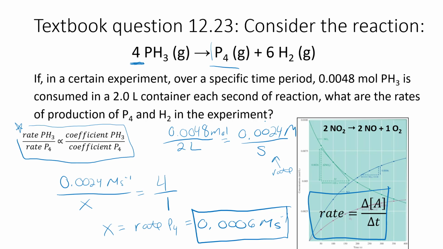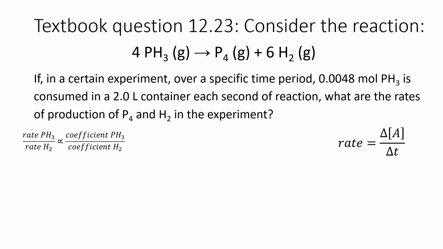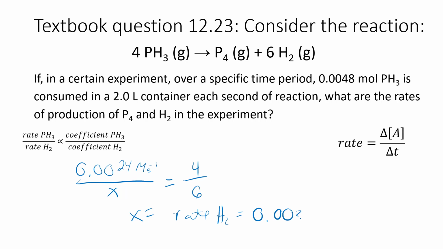But what about the second one? Can we perform the same one to figure out our hydrogen rate? Absolutely. So please stop the video at this moment and try and solve for the rate of hydrogen in this experiment. So you should have used an equation like this where we have our rate of PH3, which is the same as before, 0.0024 molarity per second over my rate of H2 equals my coefficients, and we end up with x having a rate equal to 0.0036 molarity per second.